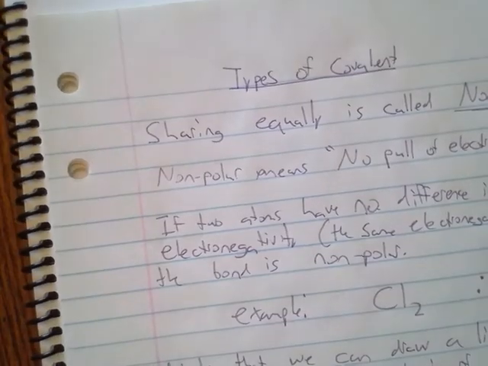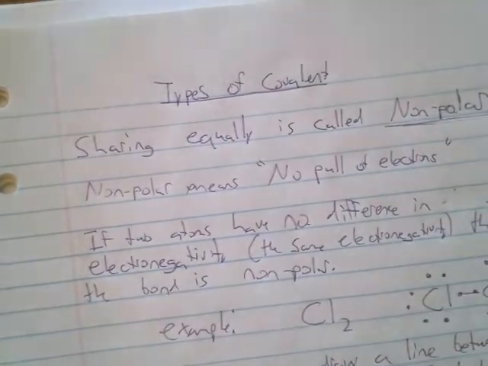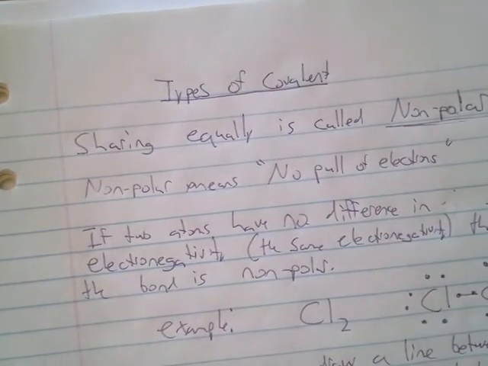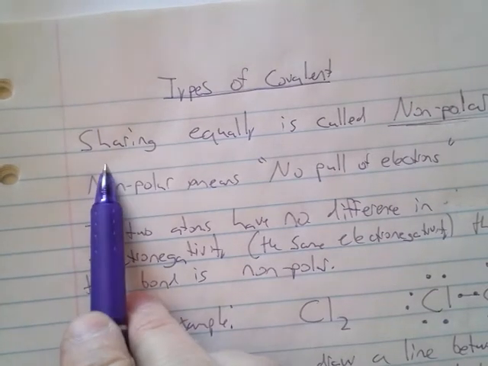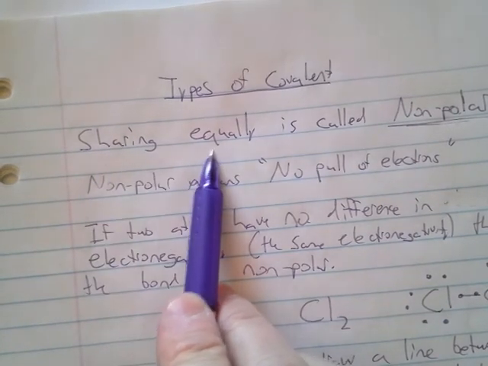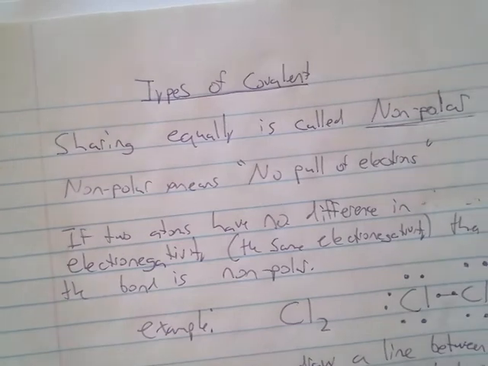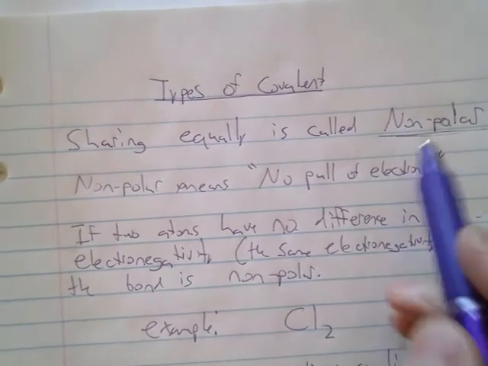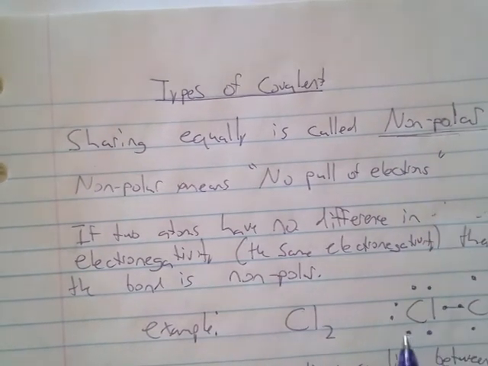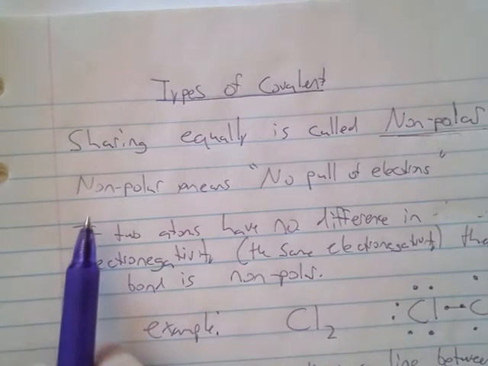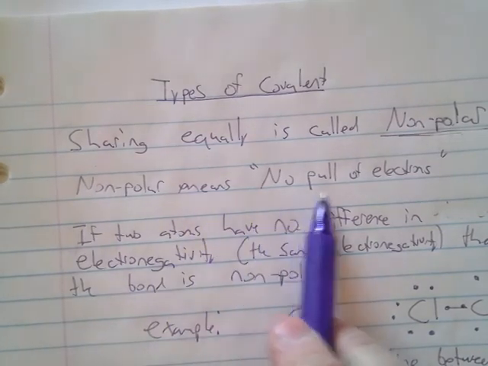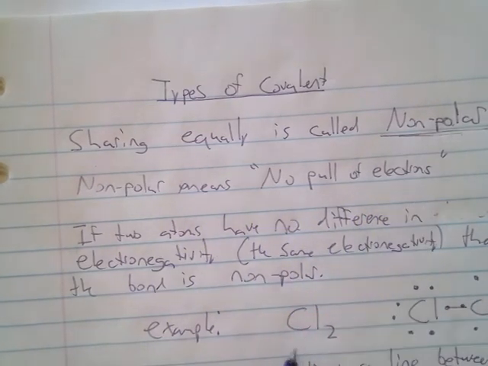Now, the next thing I want to talk about are types of covalent compounds. There are different types of covalent. One type is when they share equally. Remember we said covalent is sharing? If the electrons are being shared evenly between the atoms, we call that nonpolar. Why nonpolar? Because nonpolar means no pull of electrons. The electrons are literally being shared 50-50 between the two atoms.